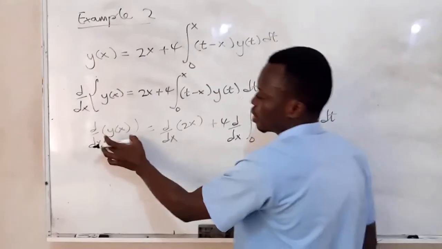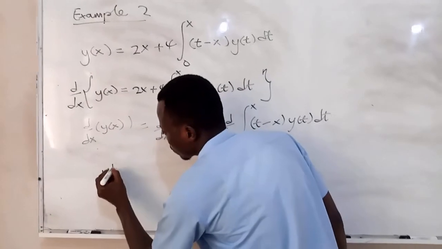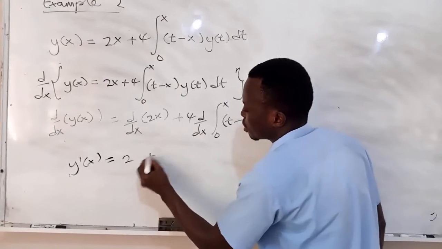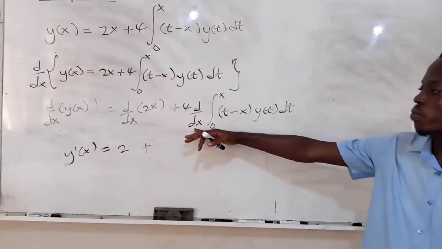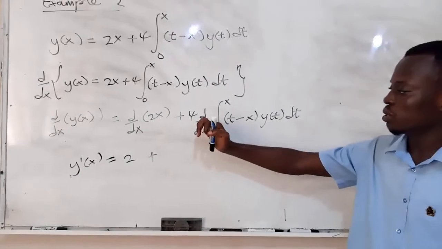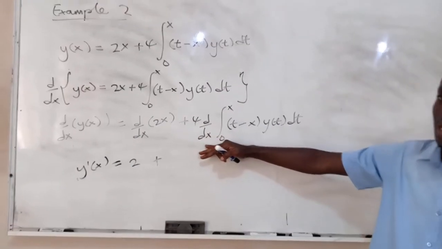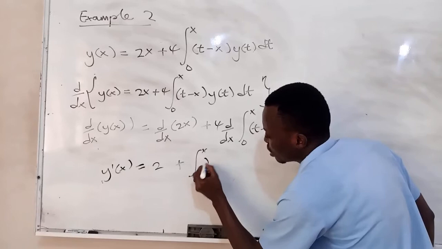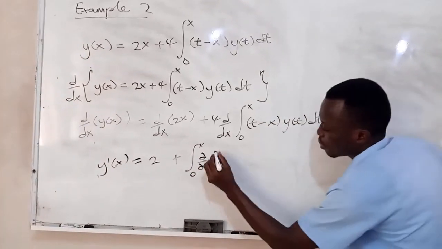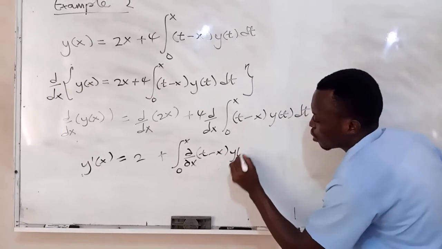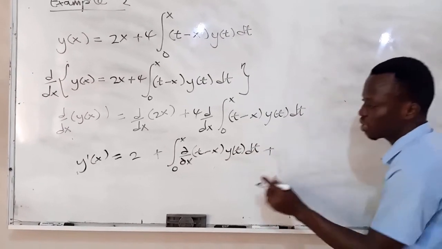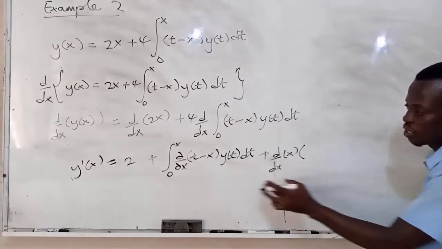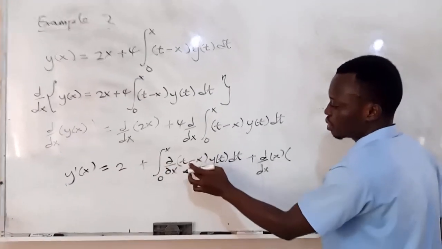So if we differentiate this side, I'm going to get y prime of s. If you differentiate 2s, you're going to get 2, plus, now this is where we have to do all the work. Since you have an integral sign, now you need to apply differentiation under the integral sign. So del/del s of the bracket (t minus x) y of t dt, plus the derivative of the upper limit, which is x, d/ds. Then whenever you see t in the function, you replace it by this x.